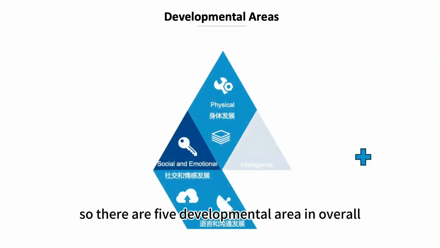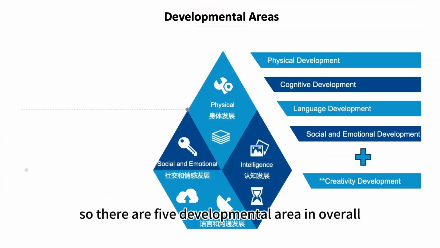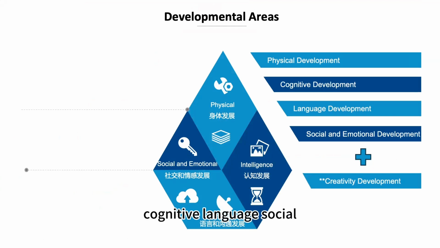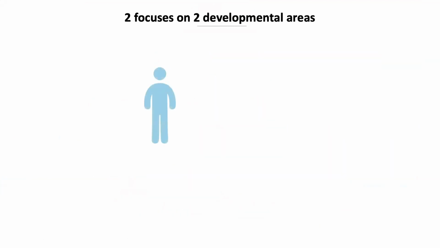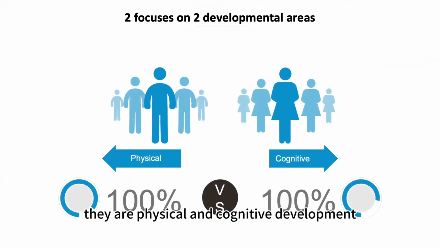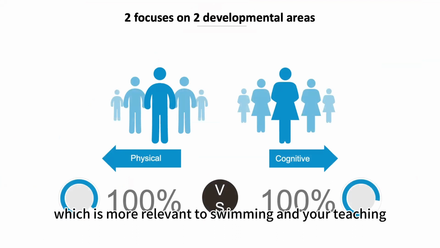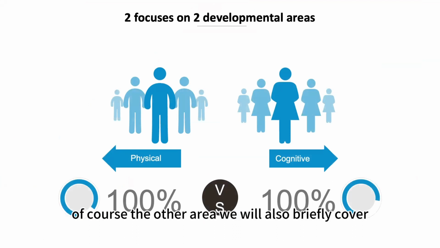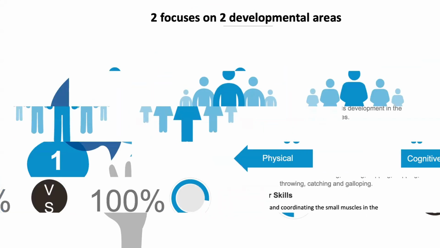So there are 5 developmental areas overall. They are physical, cognitive, language, social and emotional, and creativity development. In this part, we will be focusing on 2 developmental areas. They are physical and cognitive development, which are more relevant to swimming and your teaching. Of course, the other areas we will also briefly cover in the later part.